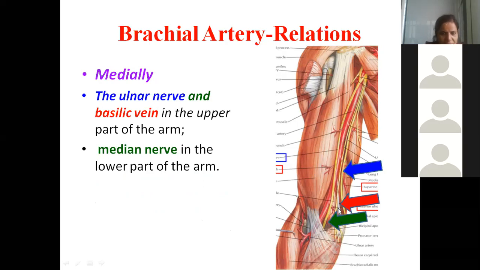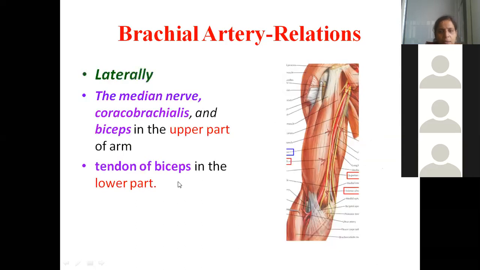Then we studied the basilic vein yesterday. So it is medially related to the basilic vein in the upper part of the arm. What is the nerve which is crossing from lateral to medial? Median nerve. So medially, from above downwards, I have kept three colors and three arrows for better understanding. We are finding the ulnar nerve, the basilic vein, and the median nerve. Then let us see the lateral relations.